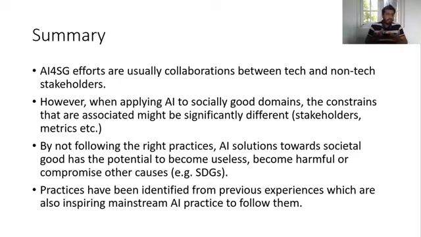So in summary, in today's session, we looked at AI for social good efforts and the collaborations between tech and non-tech stakeholders. And we found that it doesn't always go well, and we need to think of additional constraints that we need to account for in order to succeed. And there have been practices that have been identified, and they are also now becoming more and more important in building a conventional AI system, let alone a social good focused AI system.